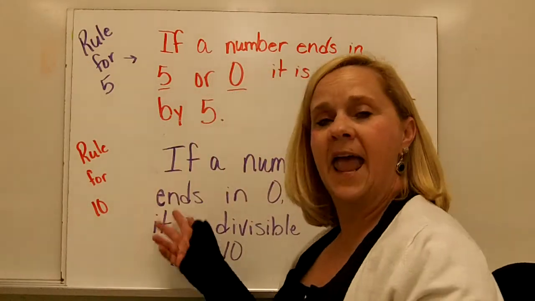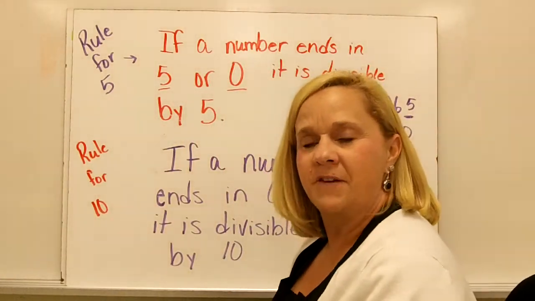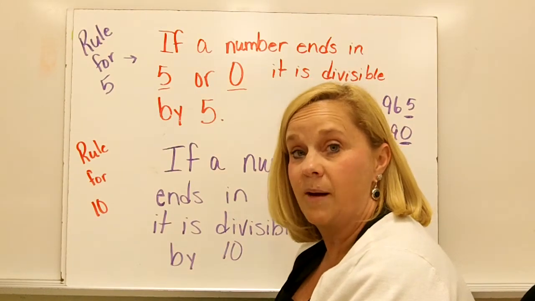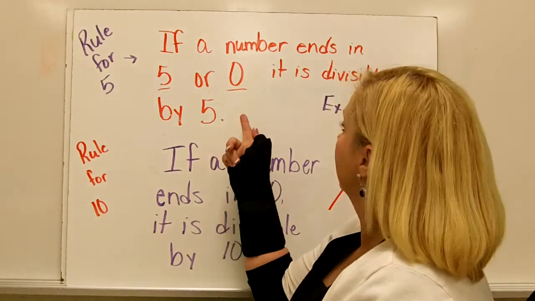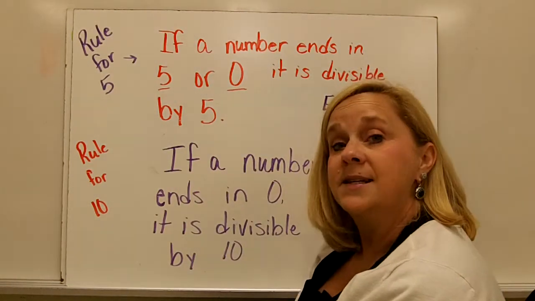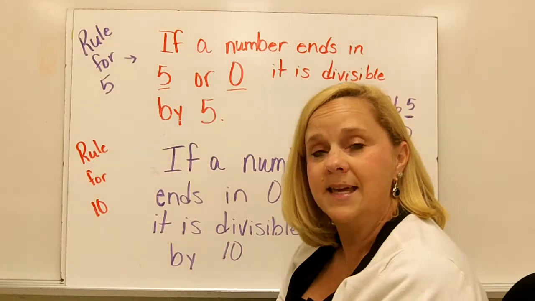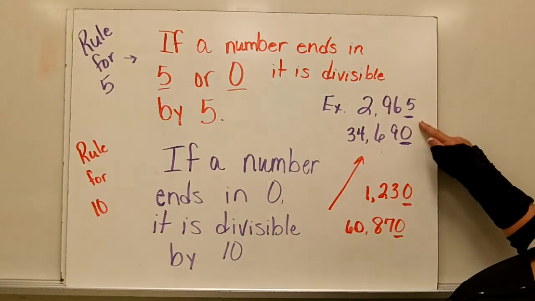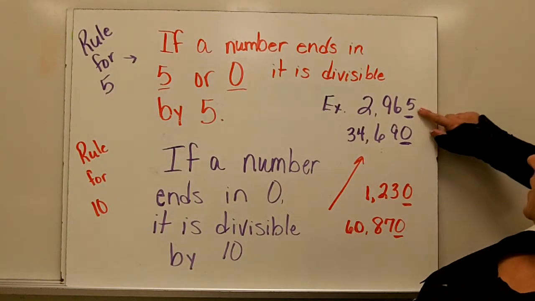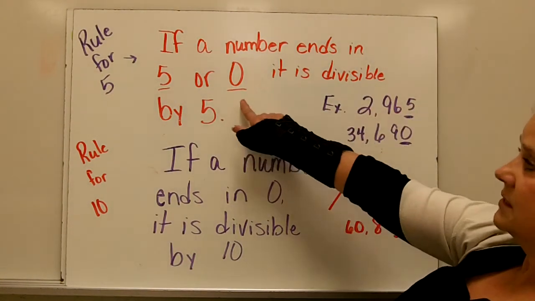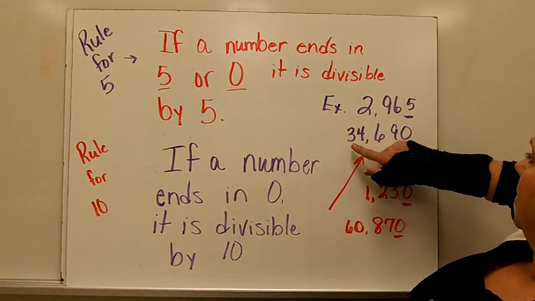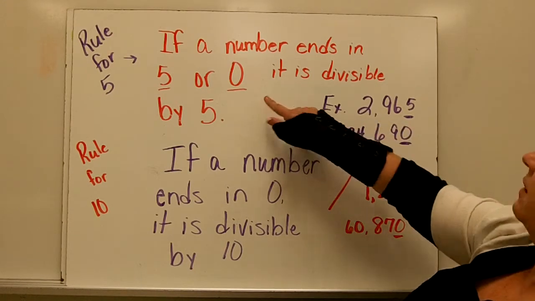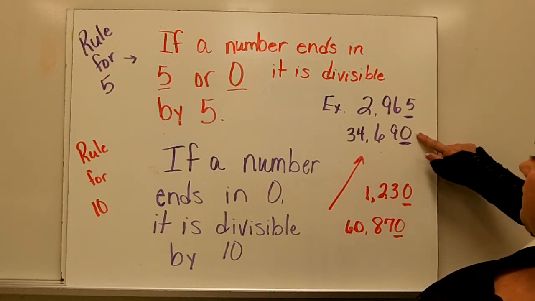Alright, the rules for 5, and I added 10 here as well because they're very easy. Any number that ends in a 5 or a 0 is divisible by 5. Alright? Any number that ends in a 0 is divisible by 10. That's it. Very easy. Look at my examples. Here I have 2,965. This number ends in a 5, so it's divisible by 5. 34,690 ends in a 0, and that's also divisible by 5 because it ends in a 5 or a 0.